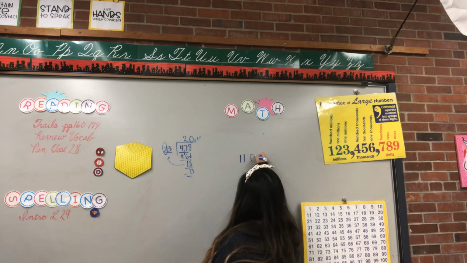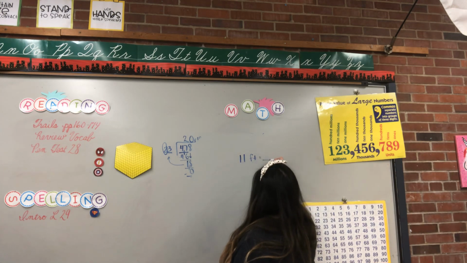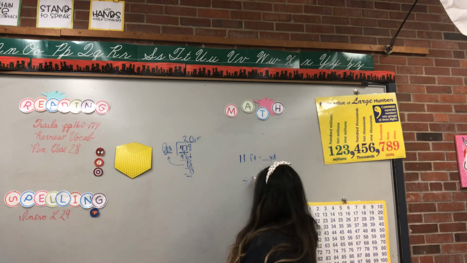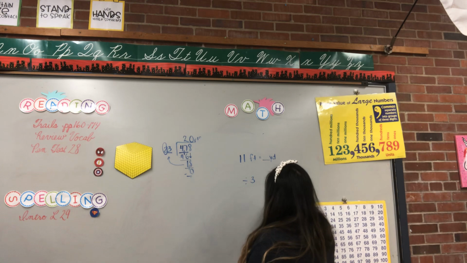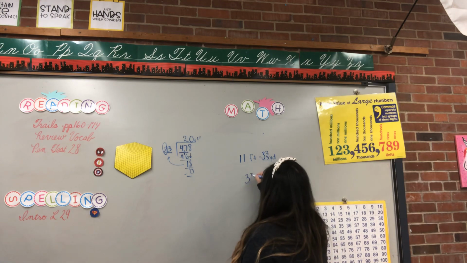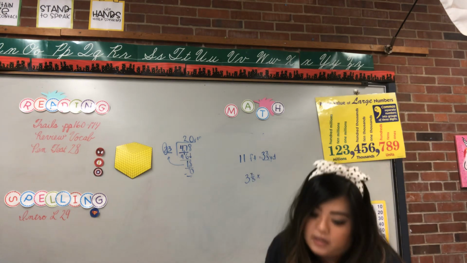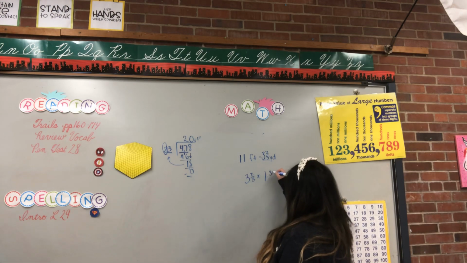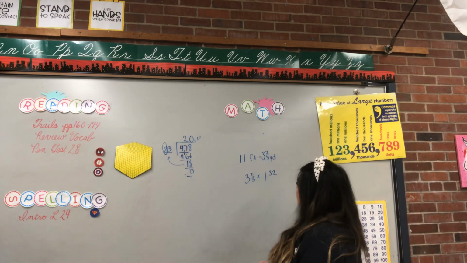11 feet equals how many yards? You can divide by 3. 11 feet divided by 3, and you would get 3 2/3 yards. Now you're taking 3 2/3 times... How much did it cost? $1.32 per yard. So this is your first answer, 3 2/3 yards.